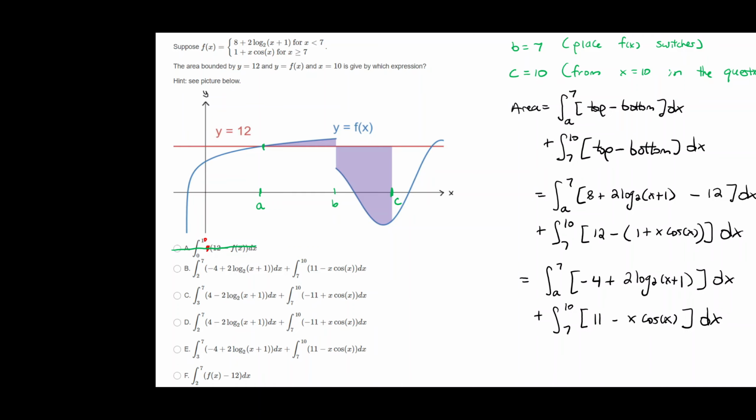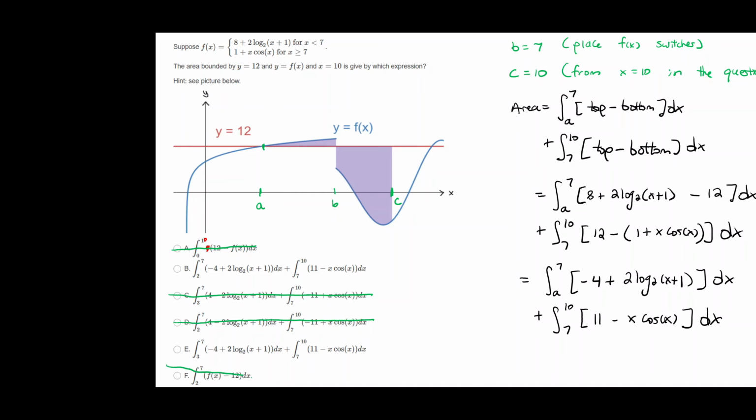And then we have the next one. We're going from 2 to 7, negative 4 plus 2 log base 2. So everything matches, except I'm not sure if that lower bound is correct, if that lowest bound at the start of the integral is supposed to be a 2 or not. So I'll hold off on selecting it. The next one, instead of having negative 4 plus 2 log base 2 of x plus 1, we have 4 minus that. So I'm going to cross that one out. It doesn't fit. And then D is also like that. It has the wrong order. So we'll cross that one out. And then we have E, which is just like B, except the lower bound is 3, not 2.